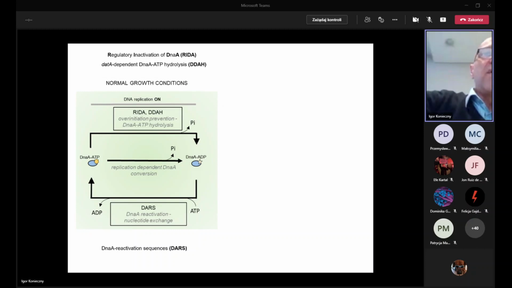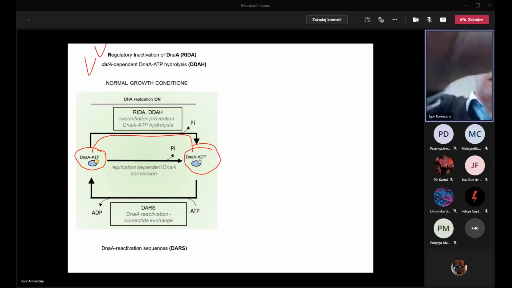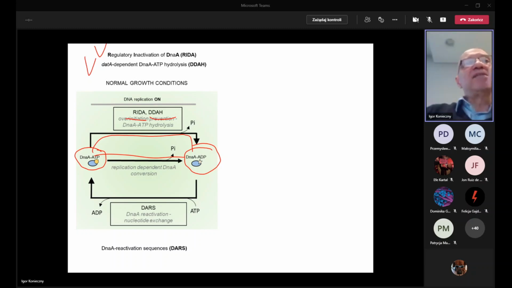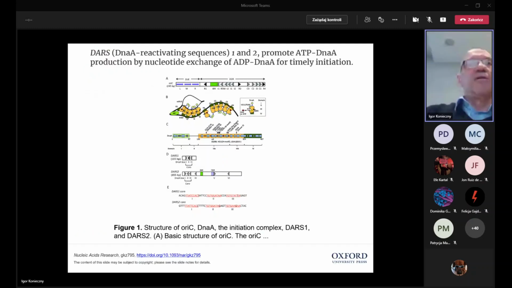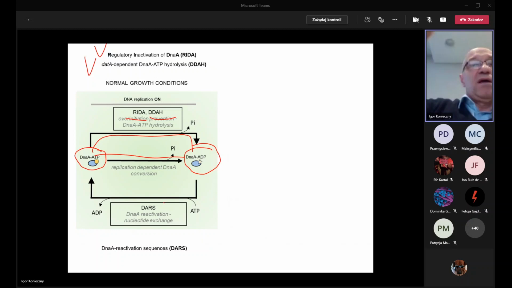So I mentioned RIDA. We are done with RIDA, and now let's look at the other one, which is DDAH, DatA-dependent DnaA-ATP hydrolysis. So this is the other system which converts DnaA in ATP form to DnaA in ADP form. DatA is a specific binding site found in bacterial chromosomes. To those sites, DnaA in ATP form binds and is converted to ADP form.